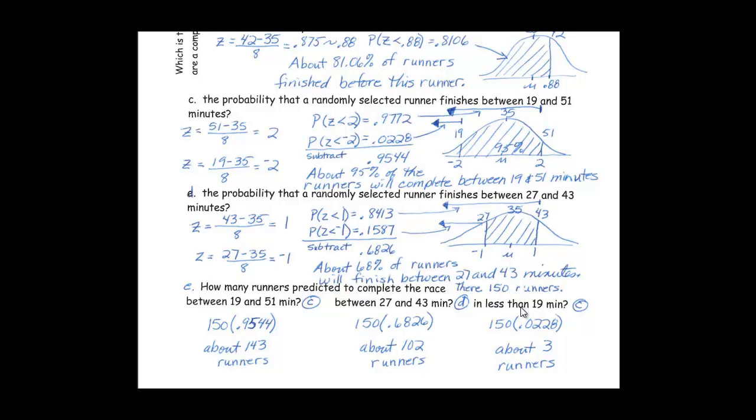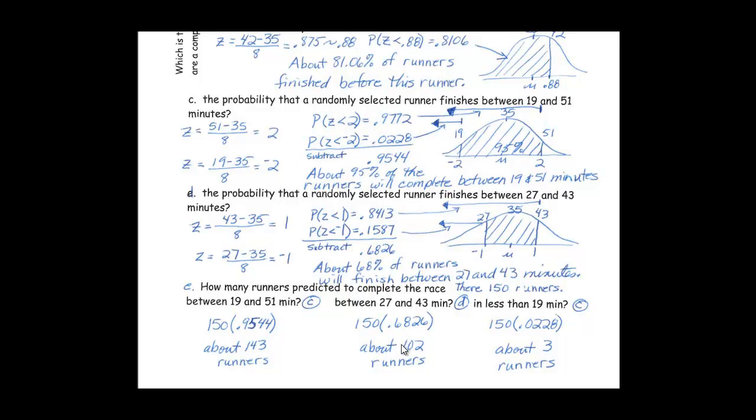Now, those that finish in less than 19 minutes, well, I'm going to steal it from up here. We calculated the z-score that correlated to 19 minutes. That happened to be this z-score here, which is -2, which was this probability, 0.0228. I don't have to recalculate everything. I've got that here, and I find that about 3 runners will finish with a z-score less than -2. In other words, in that lower 2.5% down here.